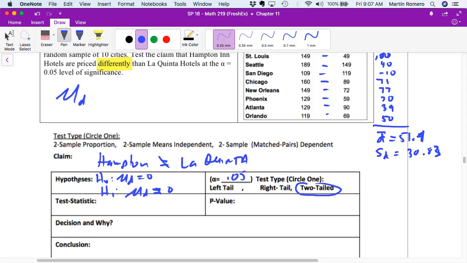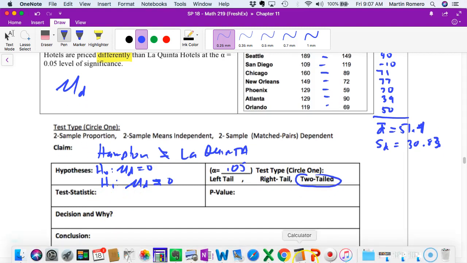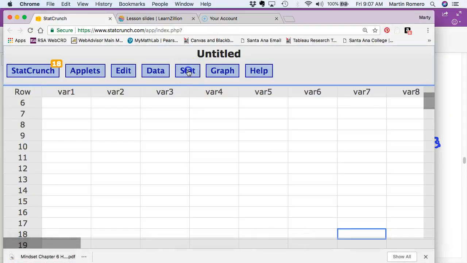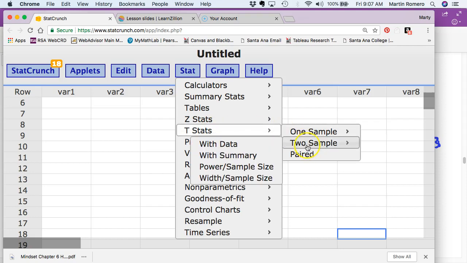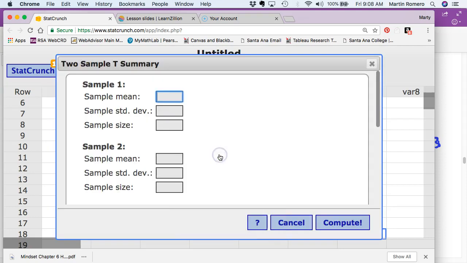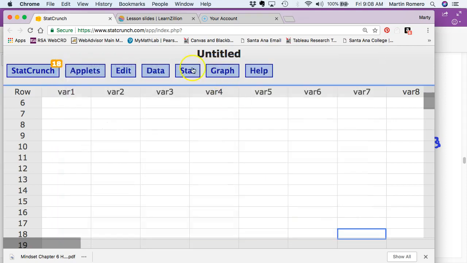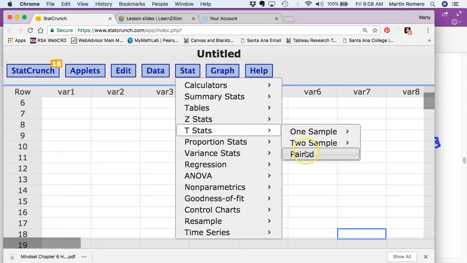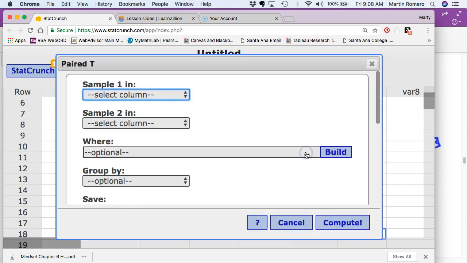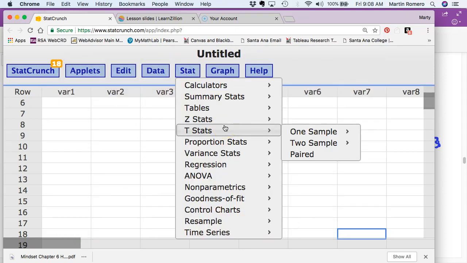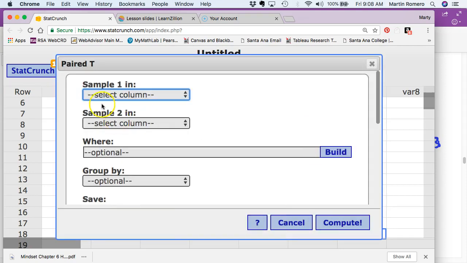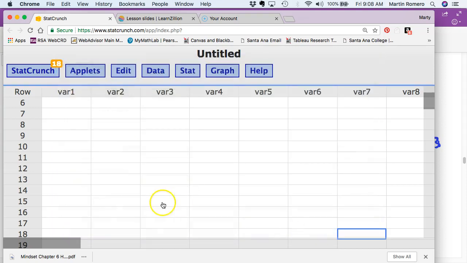How do we go ahead and get those statistics? Right here, we go to StatCrunch. Stat, and in this case, we're doing T-stats for means, two sample with summary. Sorry, let's do this again. T-stats paired data. If this is going to be done paired data, we need to enter in the data. So let's go do that.